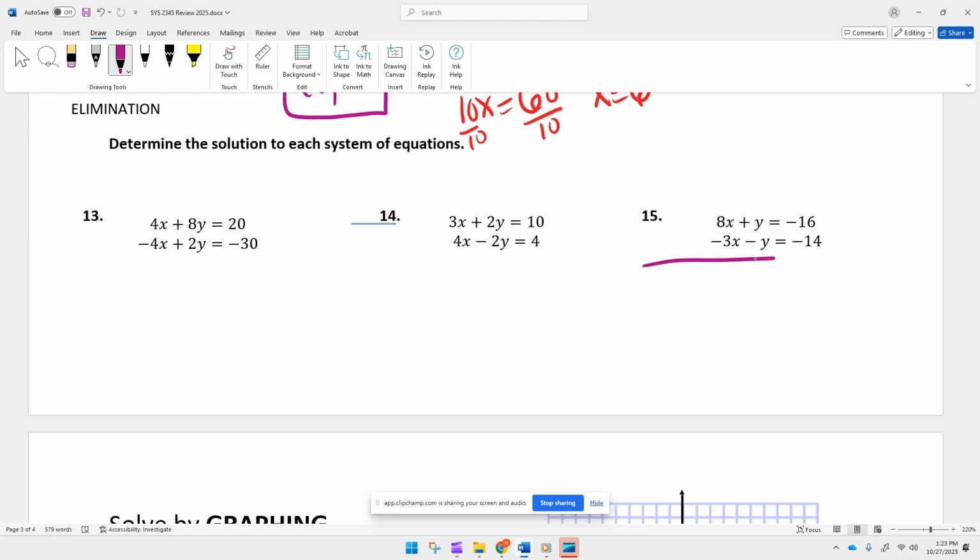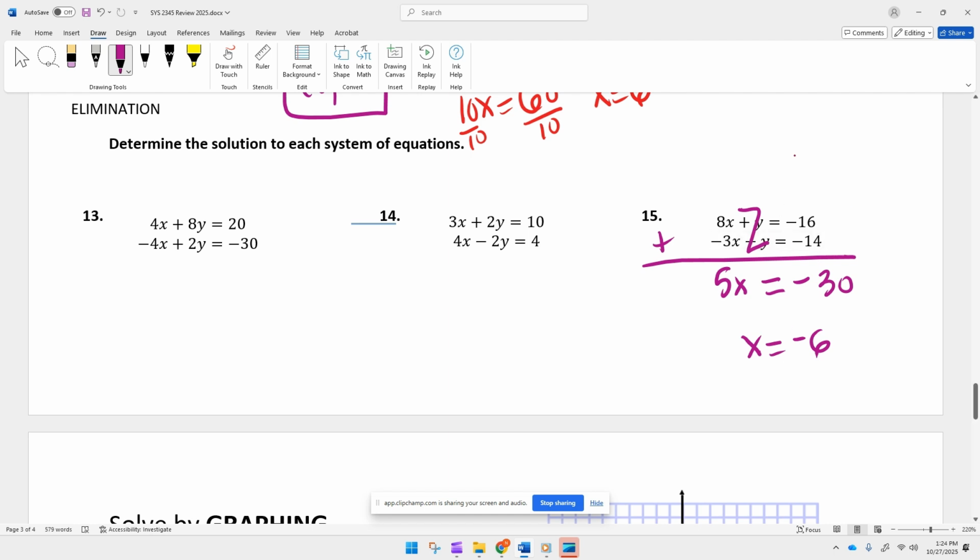So if I add straight down, notice I have 8 minus 3. That means I have more good guys than I have bad guys. 8 minus 3 is 5x. The y's are opposite twins, so they're gone. Goodbye. Now look, I have all bad guys here. So negative 16, negative 14. I'm going to combine them, and that's going to become negative 30. Divide by 5x, that gives me negative 6.